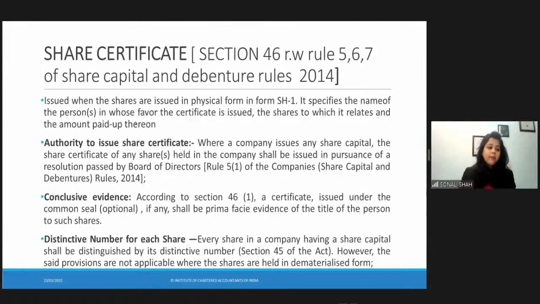Okay. Now coming on to the share certificate. The concept of share certificate is provided for in Section 46, read with Rule 567 of the Share Capital and Debenture Rules 2014. The notes that I have prepared here for share certificate combine Section 46 with Rule 567, because when you look at your study material, it says, please refer to Rule 567 of study material.